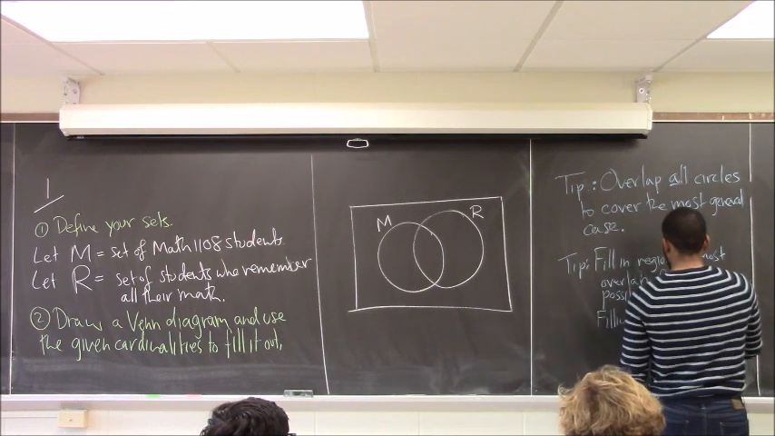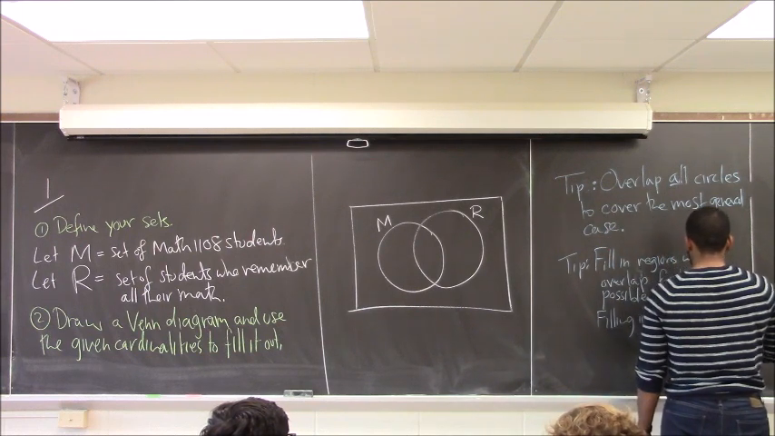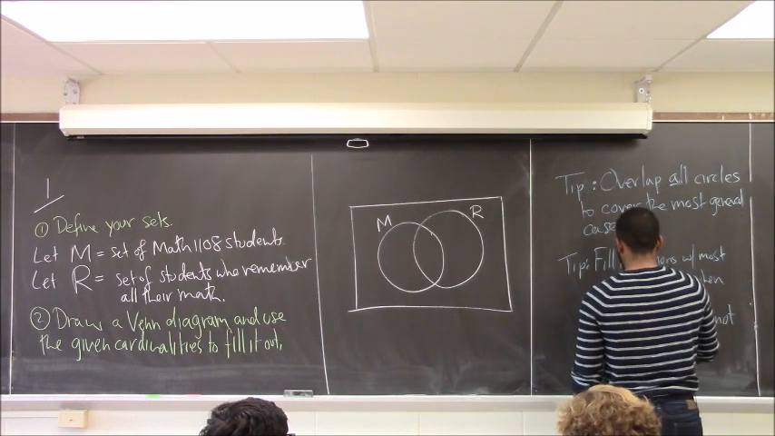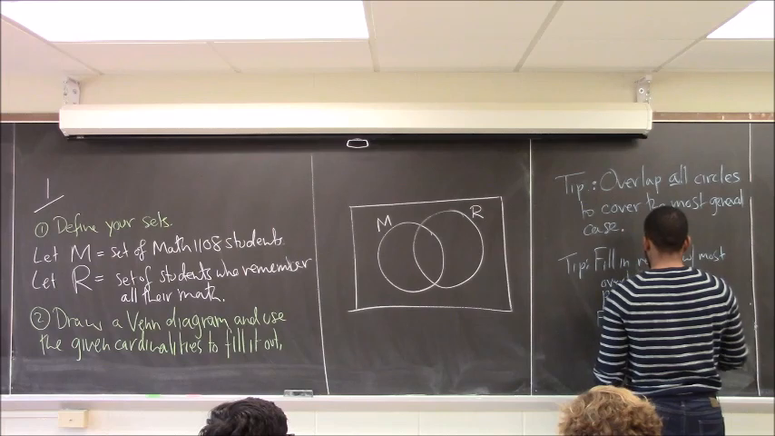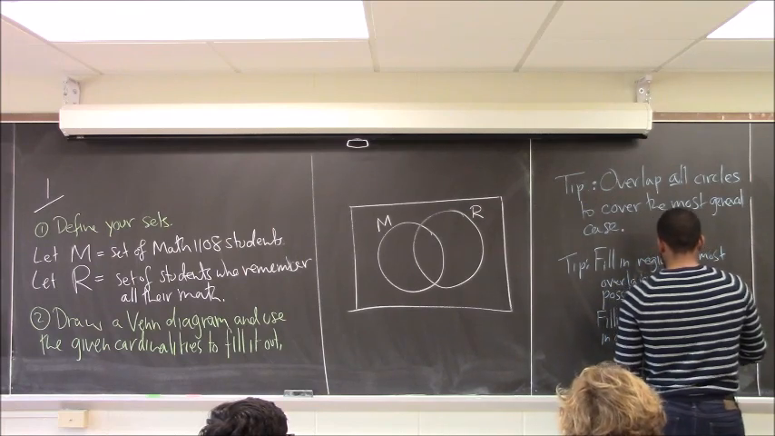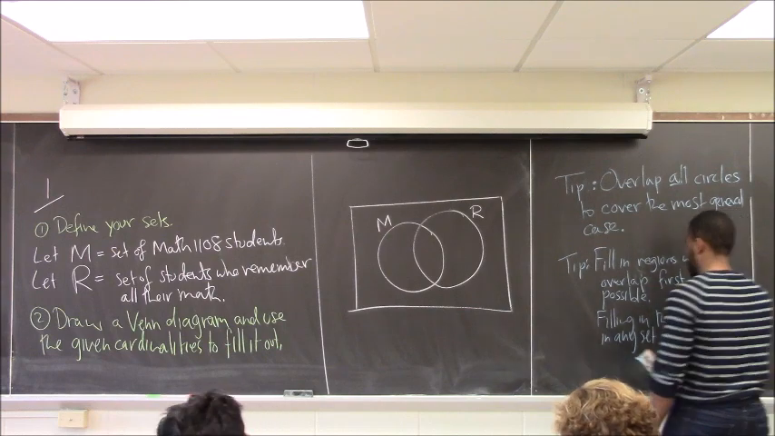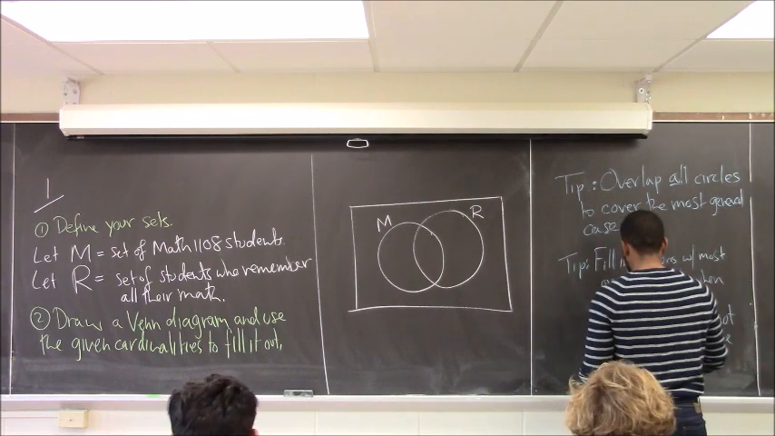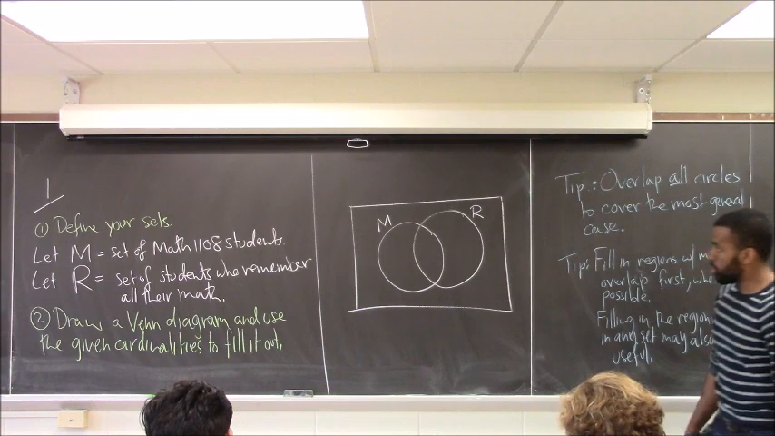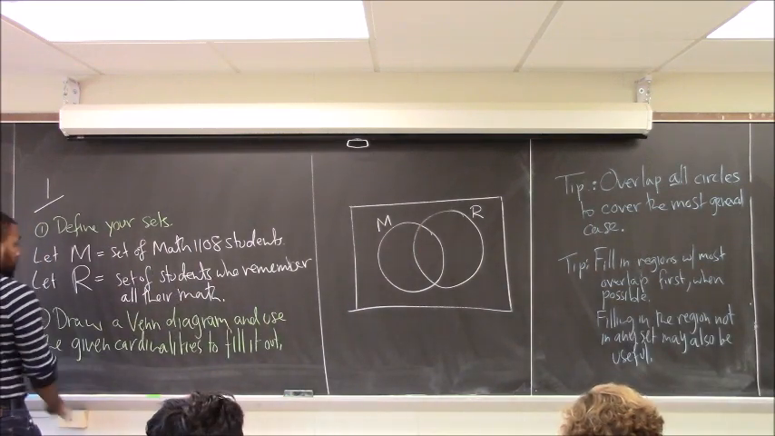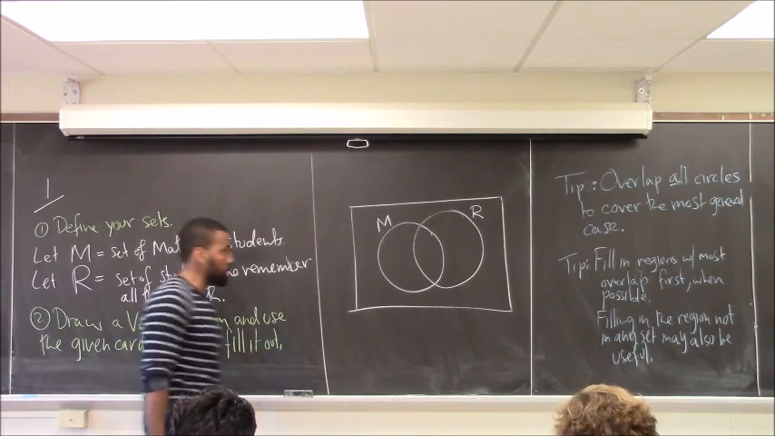Filling in the region in any set can also be useful. So remember, we are going to use the cardinalities of the sets here. We're going to fill in numbers to represent how many people are in a particular group.